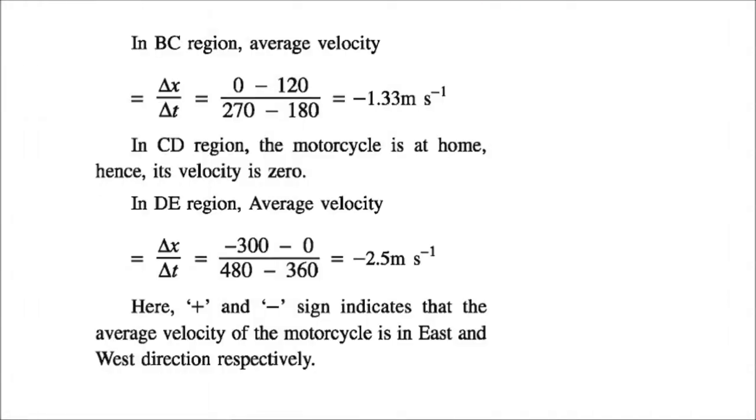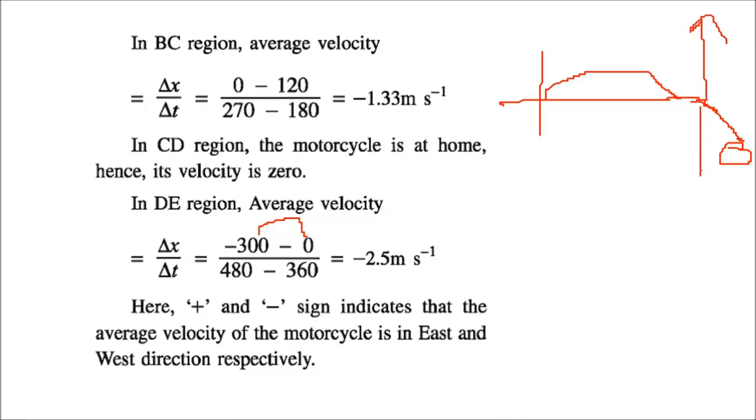So in the next part, this part I'm talking about, it was minus 300 minus 0, because we took this as the positive direction, so this has negative direction. So minus 300 minus 0 divided by the time which is already given, 480 minus 360, which is minus 2.5 meter per second. So the plus and negative signs here indicate that the average velocity of the motorcycle is in the east direction and west direction respectively: plus for east and negative for west.